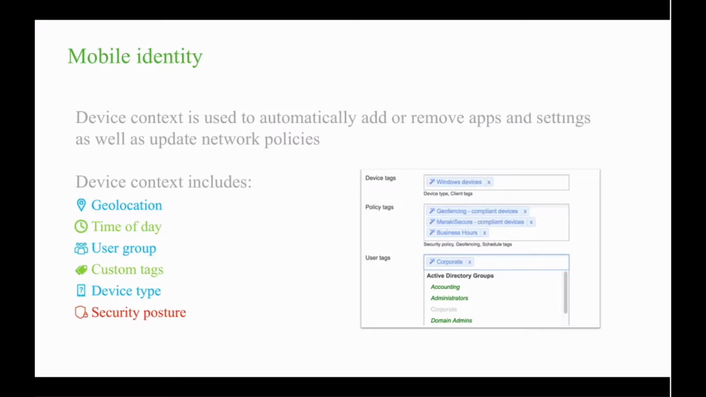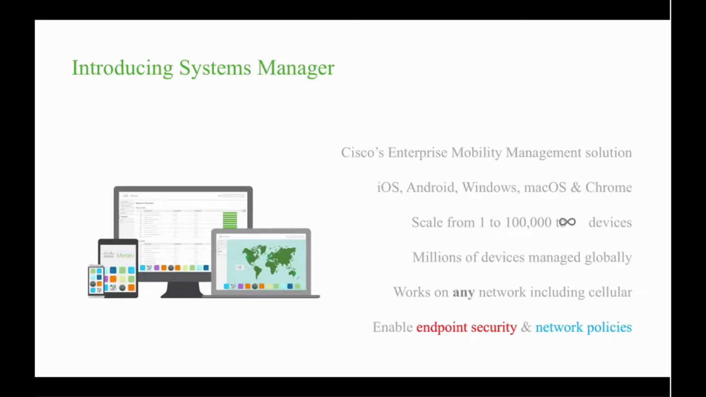So really quick overview here. It's available for iOS, Android, Windows, macOS, Chrome. It's scalable from 1 to 100,000 to an infinite number of devices, whether they're all based on site or whether they're distributed globally. And they'll work on any network, including cellular. And this allows you to enable things like endpoint security as well as network policies.